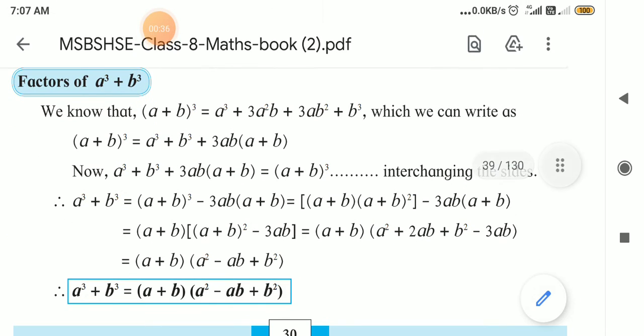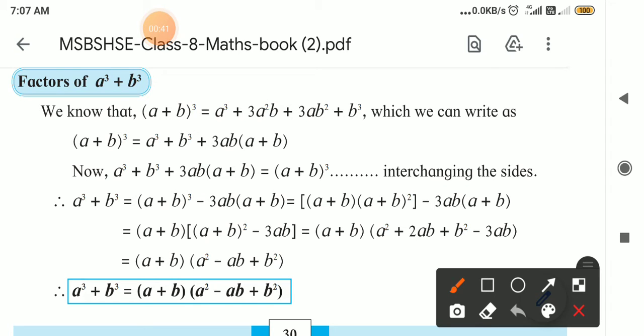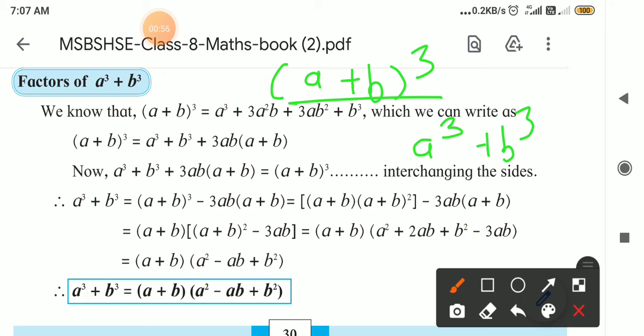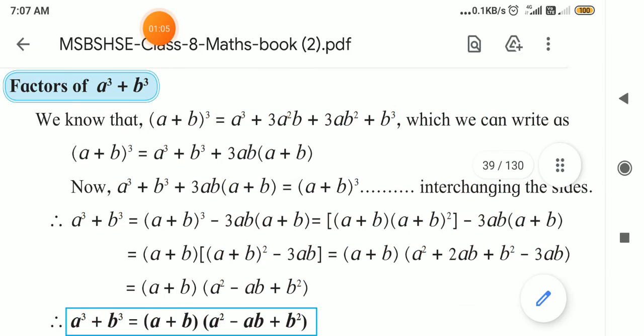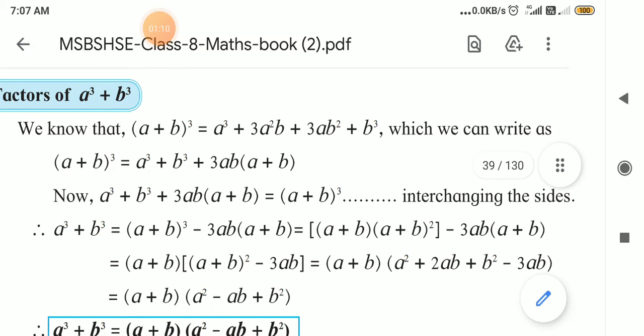In the last lesson we also saw the factorization of (a plus b) cube and (a minus b) cube. Then what is the difference here? That is (a plus b) whole cube, and here it is a cube plus b cube. In these two, a cube is given, and here the bracket cube, its factorization is there. So today we are going to see the factorization of a cube plus b cube.